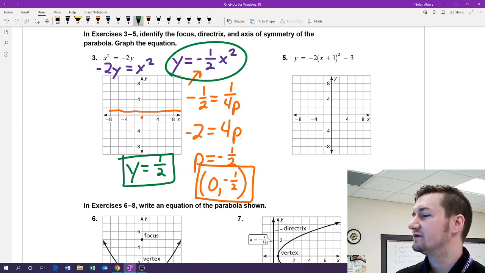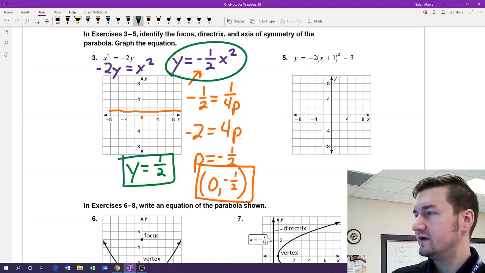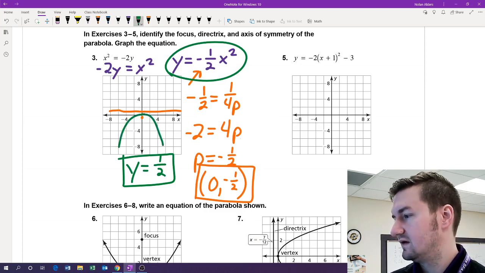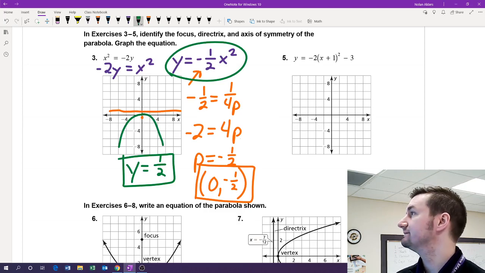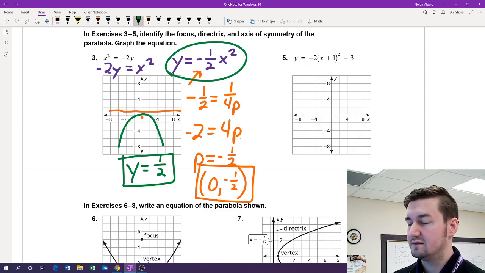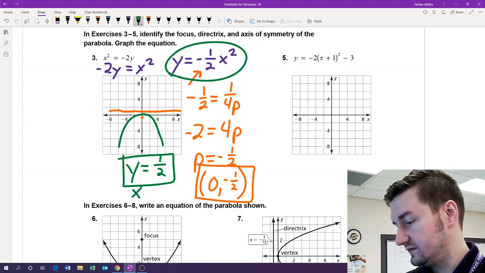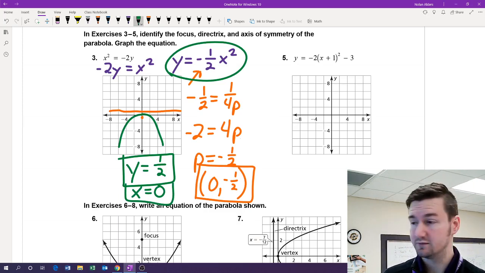And then finally, we want to find the axis of symmetry of the parabola. Well, if we graph this, we'll see our parabola kind of looks like this. Okay? And so the axis of symmetry, remember, is just the x value of our vertex. So the axis of symmetry here is just x equals 0. Axis of symmetry is just x equals 0.